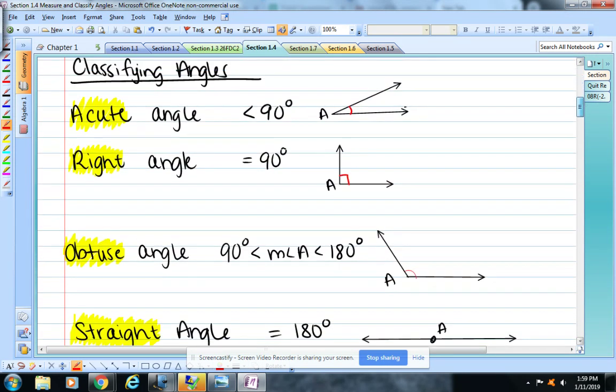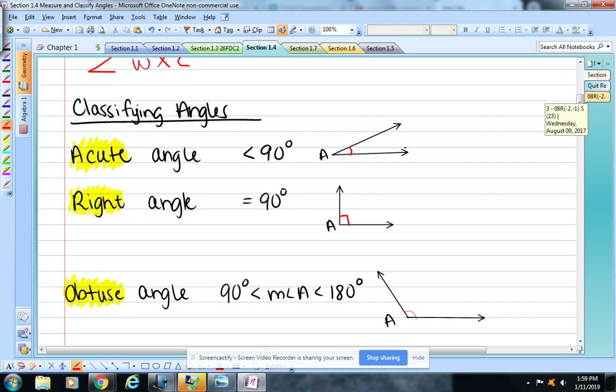All right. We've got 4 different kinds of angles. So you might want to just draw a quick sketch of these. And I think this is stuff y'all have seen before.